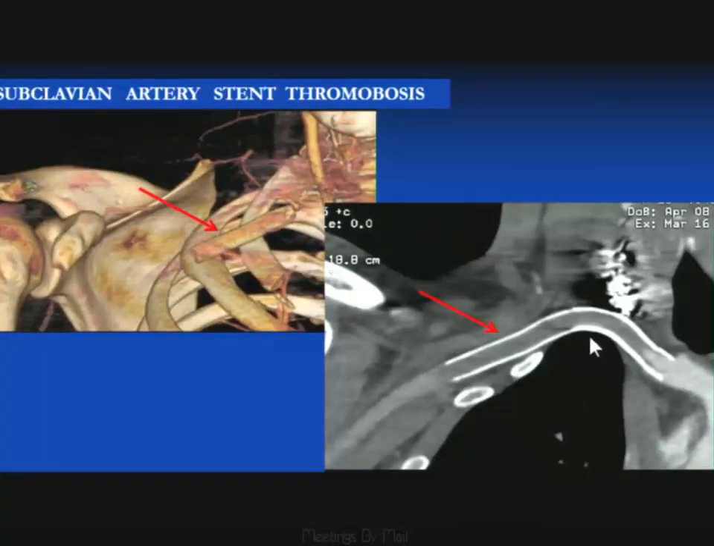Now, it's better to do a first rib resection than do what was done here. A subclavian artery stent was placed. Unfortunately, that's led to thrombosis of that subclavian artery. And I suspect that the real issue here is these stents are put under a significant amount of torsional stress when the arm is moved. And that led to this patient, unfortunately, thrombosing the subclavian artery stent.